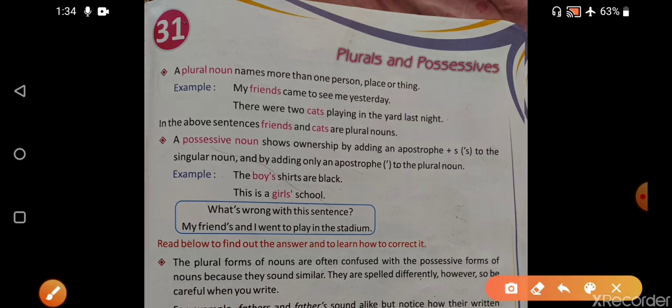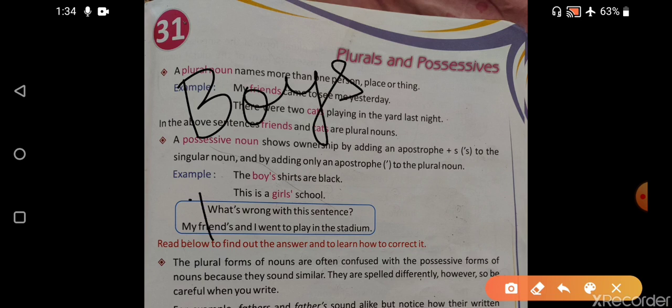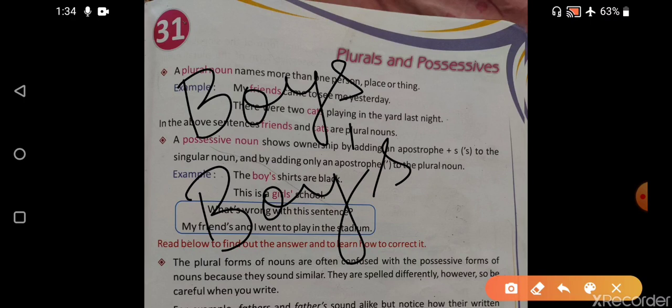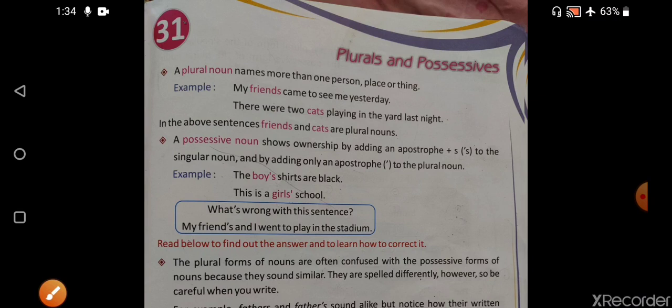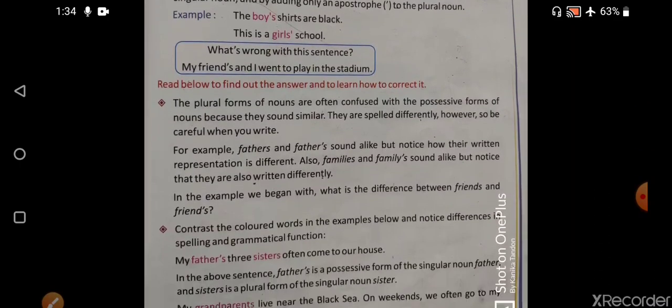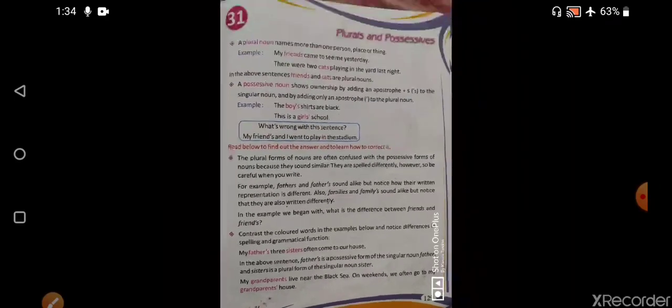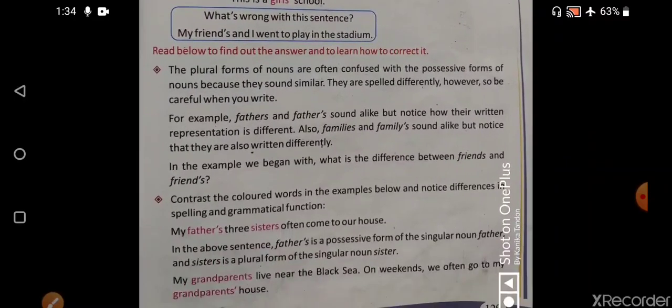Here you have seen the difference, like boys, which is a plural thing, and boy's, with apostrophe s, which shows possession. So this is plural and this is possession. You have to make sure that you know the difference between these two. A plural noun names more than one person, place or thing. A possessive noun shows ownership by adding s or apostrophe s. Baki, there is nothing in this chapter. When you do the exercise, you'll understand it better.